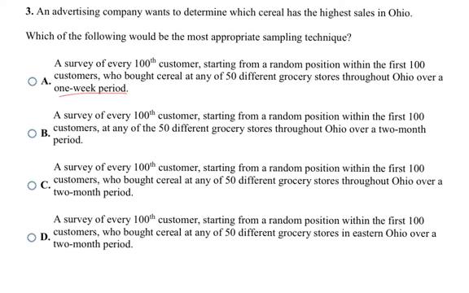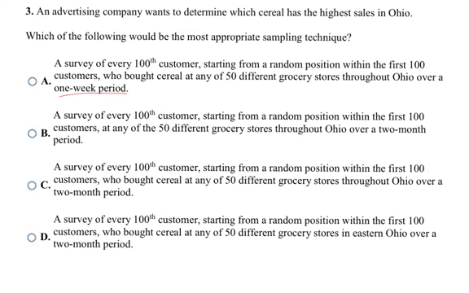So you're getting a bigger sample of different people, not just people who shop on the first day of the week or on the first week of the month. And so this B is better than A. So we're going to leave B and see about C. A survey of 100 customers starting from a random position within the first 100 customers who bought cereal at any 50 different grocery stores throughout Ohio over a 2-month period.